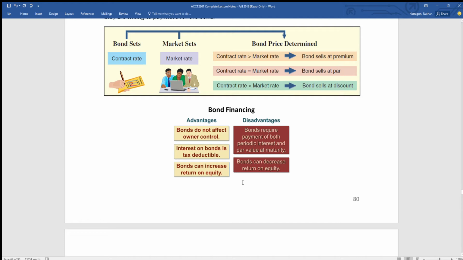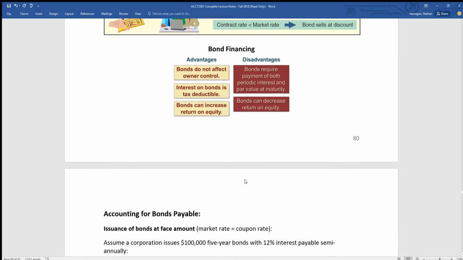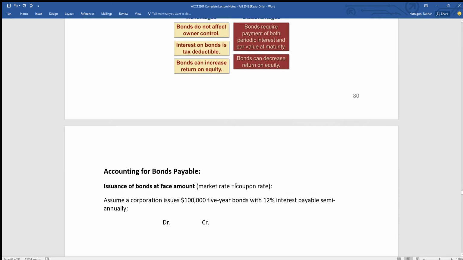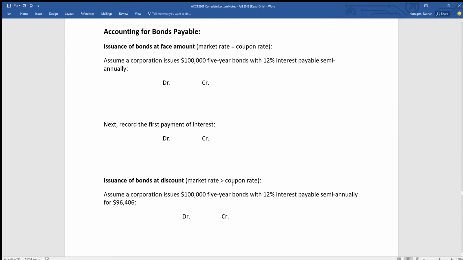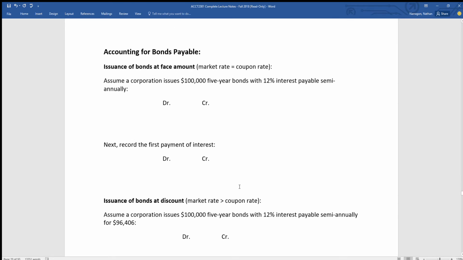Usually creditors or any lenders are going to watch out for that. They're going to see, can you still pay this back? So it has its advantages and disadvantages, but we really want to know how we journalize this stuff.